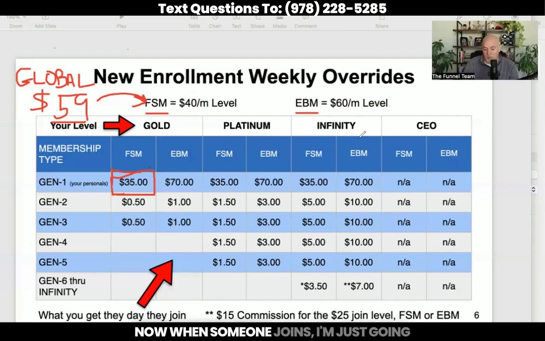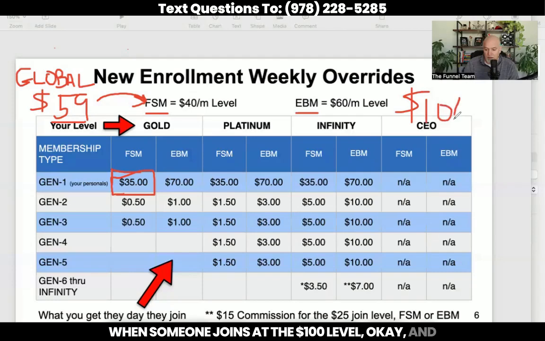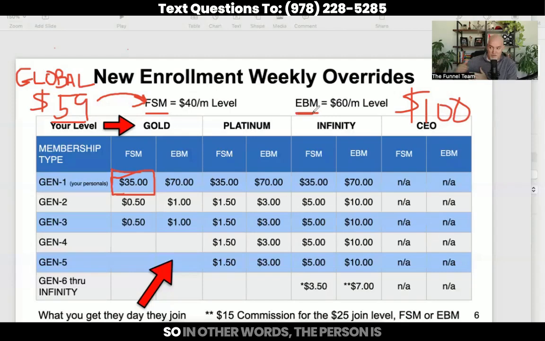Now, when someone joins, I'm just going to write this over here. When someone joins at the $100 level and gets access to the EBM membership, which comes with the travel, that $10 is built into that price. So in other words, the person is paying more. That $10 gets factored in. It does not come out of the commission. So when someone joins at the $100 level, there's a $70 direct commission. So again, about 70%.